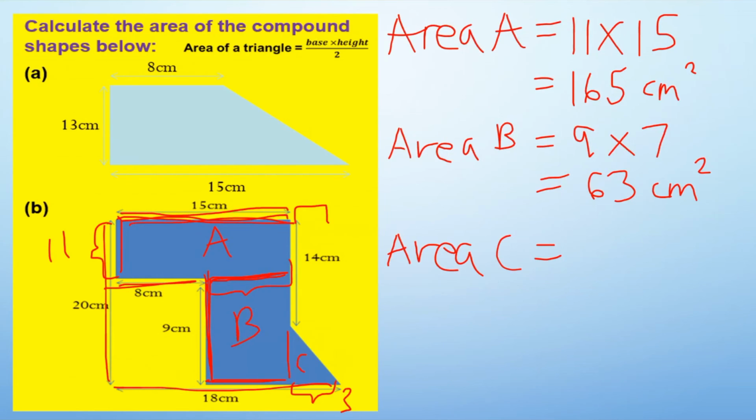And the height is 14. This much is 14 and this much is 20. We take both of them and subtract it to get this much amount, which will give us 6. That means 3 into 6 divided by 2, which is equal to 9 centimeters squared.